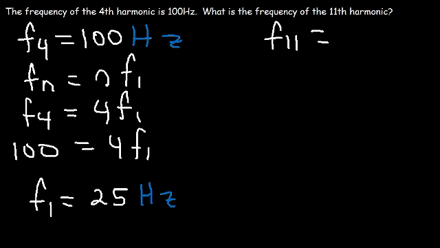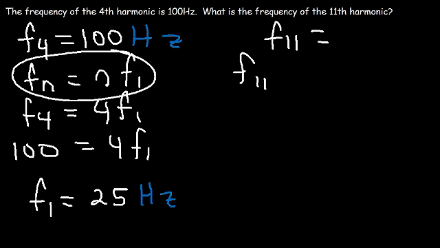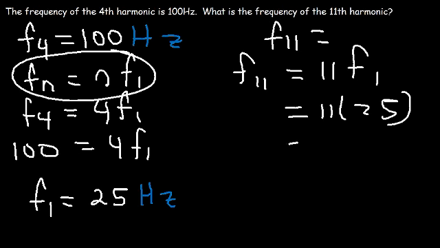So now that we have the fundamental frequency, we can find the 11th harmonic using this equation again. So F11 is simply 11 times the fundamental. So it's 11 times 25. So what is the value of 11 quarters? 11 quarters is $2.75. So 11 times 25 is 275. So this is the frequency of the 11th harmonic.